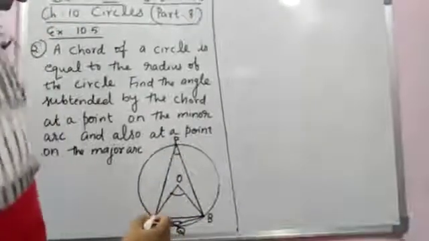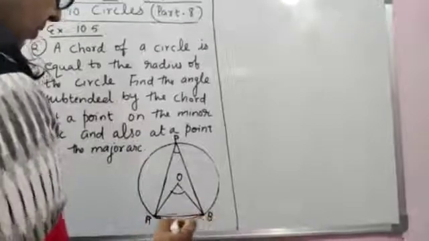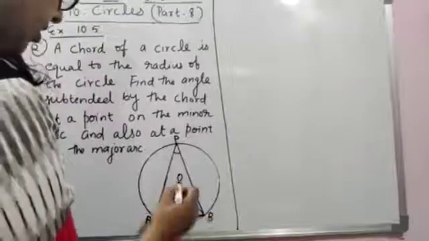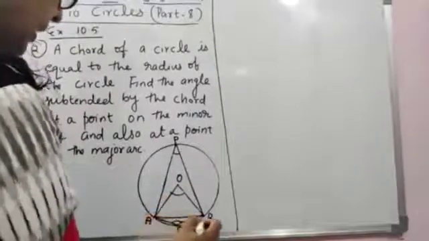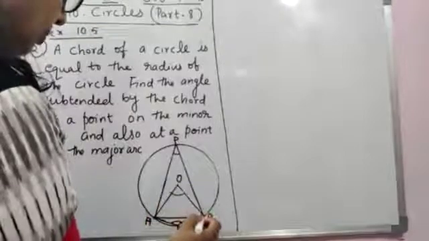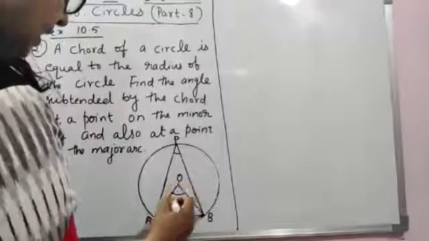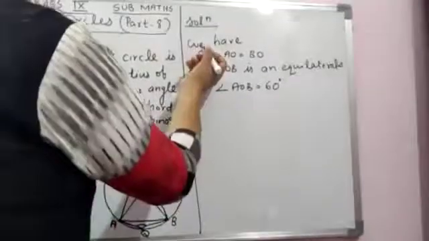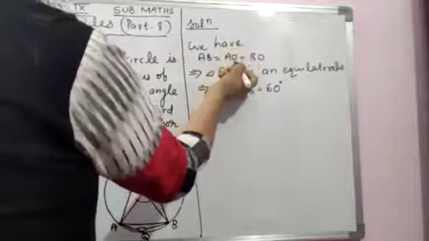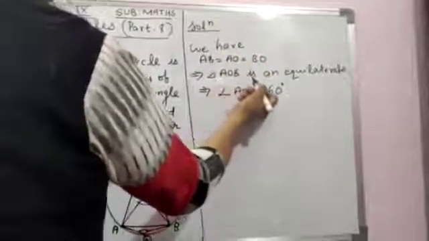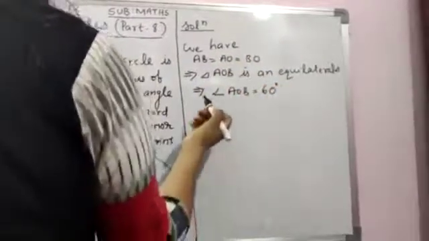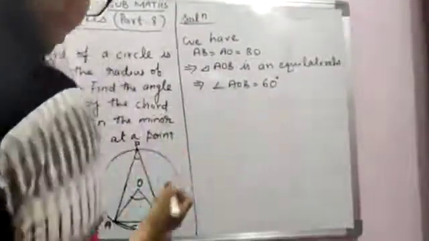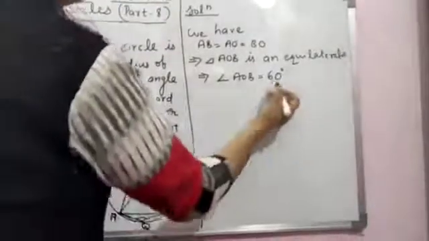Now since the chord of the circle, that is AB, is equal to the radius of the circle, in triangle OAB, AB is equal to OA is equal to OB. Therefore you can say triangle AOB is an equilateral triangle. So let's write that: AB is equal to AO is equal to BO, therefore triangle AOB is an equilateral triangle. You know that each angle of an equilateral triangle is equal to 60 degrees. Therefore we can take angle AOB is equal to 60 degrees.